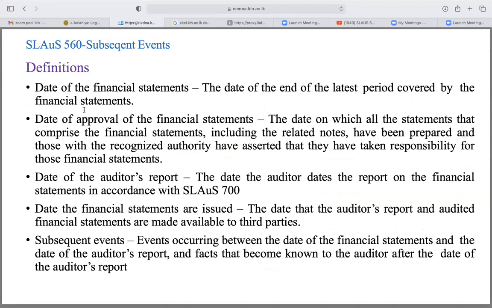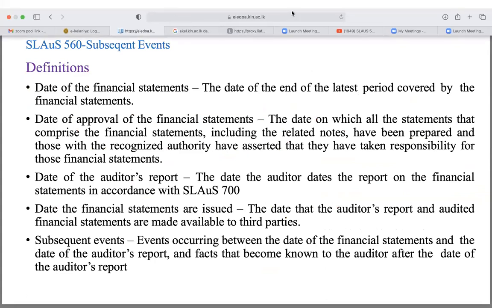So, date of the financial statement. The date of the financial statement is the date of the end of the latest period covered by the financial statement. That means the 12-month period, which either starts on the 1st of April or the 1st of January and ends on 31st March or 31st December, right? The date of the financial statement.